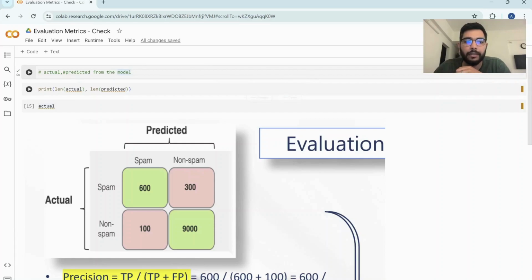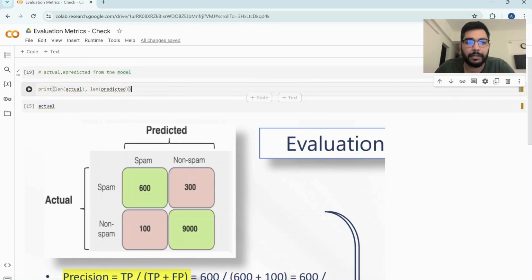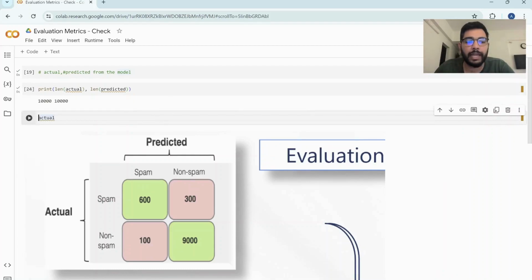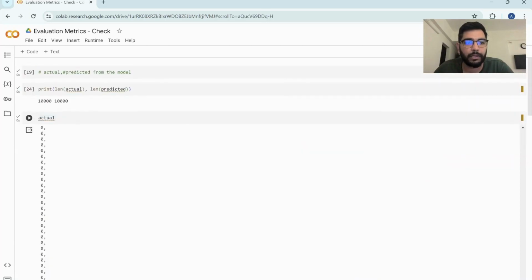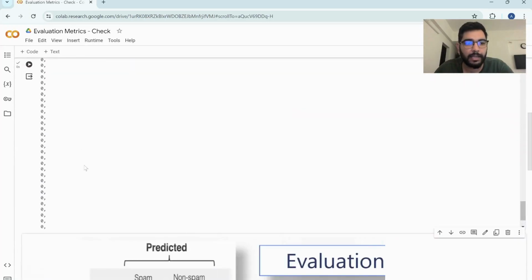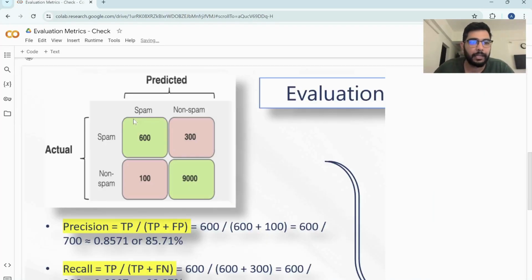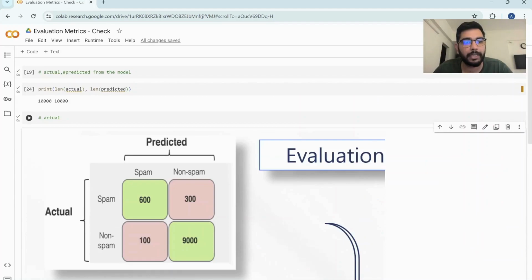Let's try to print the length of the actual and predicted lists. Essentially, actual and predicted have both zeros and ones. Just to give you a sense of how it looks, is this. The actual has zeros and ones, and similarly, predicted has zeros and ones. One meaning it is a spam, zero meaning it's not a spam. Just hiding it for visual representability.